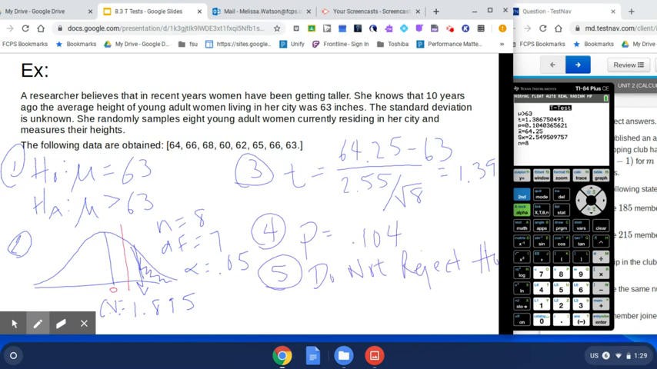If we're not rejecting, that means we're keeping the null and we're not supporting the alternative. So my summary statement would say something like, at alpha equal to 0.05, there is not sufficient evidence to say that the heights are increasing.